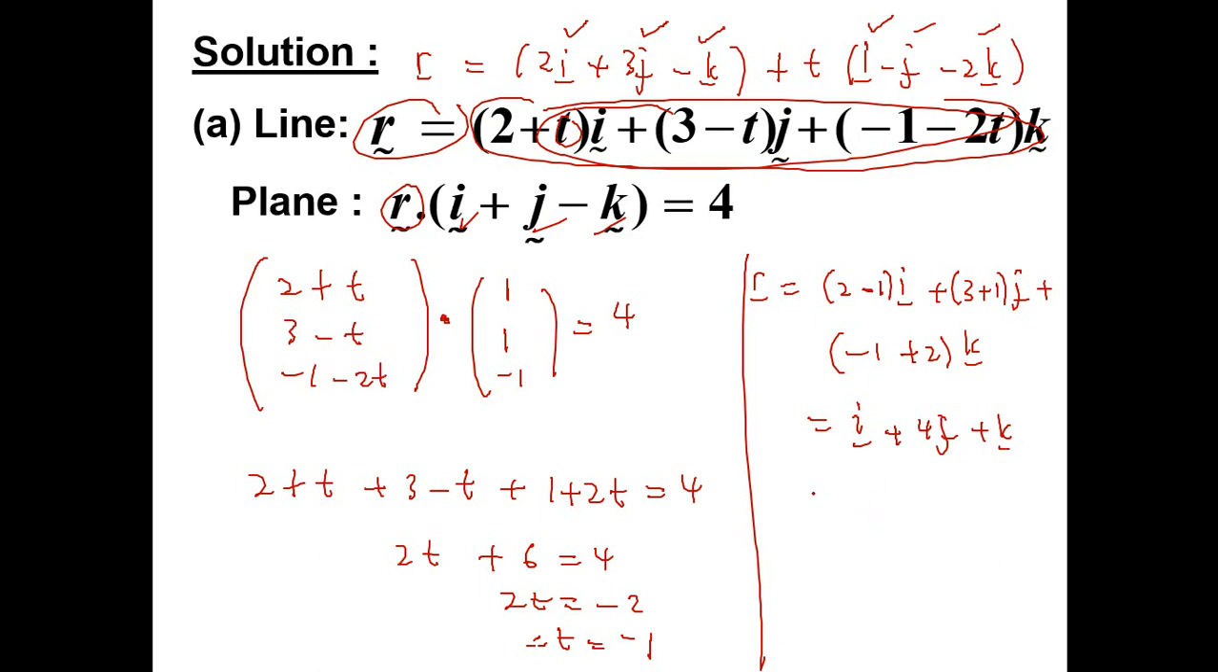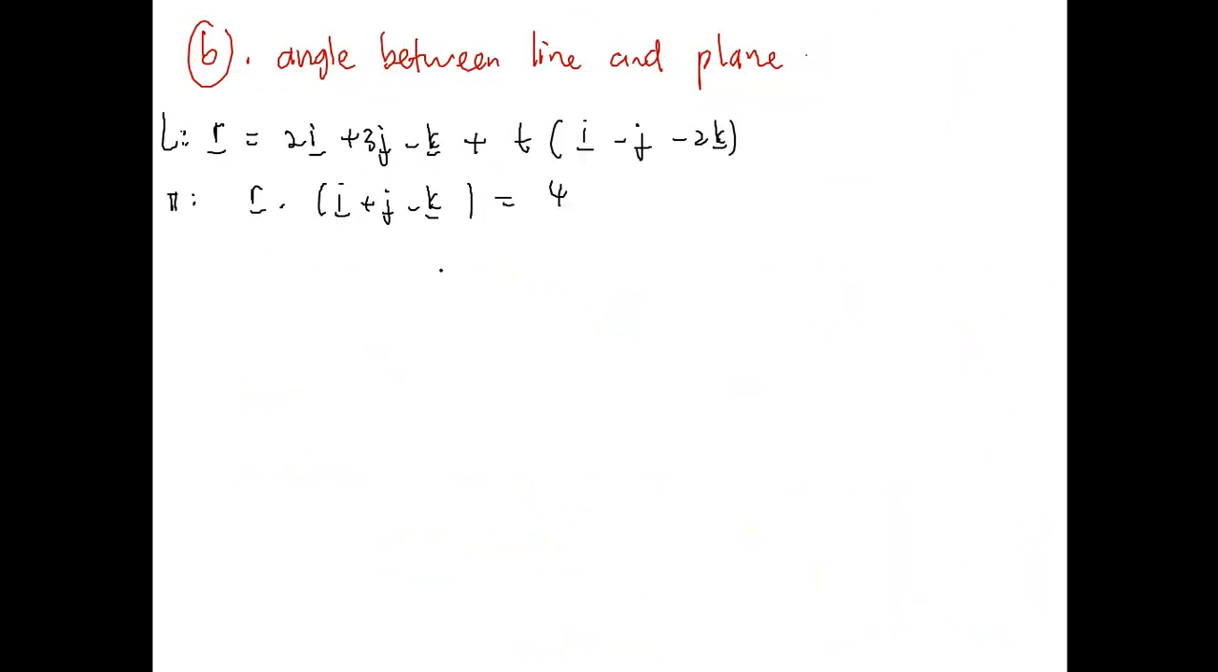Okay, this is actually R, which refers to OP. Therefore P is equal to (1, 4, -1). The question asks you to find point P, the coordinate of P, whereas this is a position vector, so you need to show it in coordinates. Therefore P is equal to (1, 4, -1). Settled for this part.